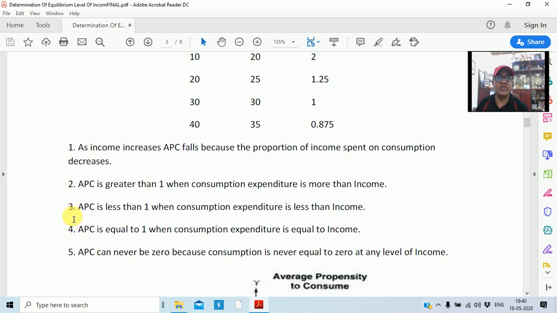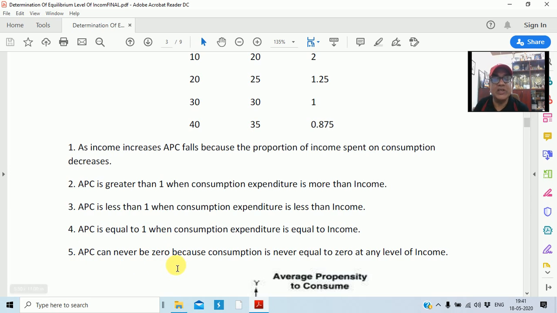So on this you can get the 1 mark question. Under what circumstances is APC greater than 1? When consumption expenditure is more than income. Under what circumstances can APC be less than 1? When consumption expenditure is less than income. Under what circumstances does APC equal 1? When consumption expenditure is equal to income.